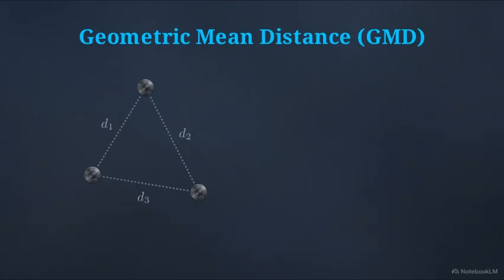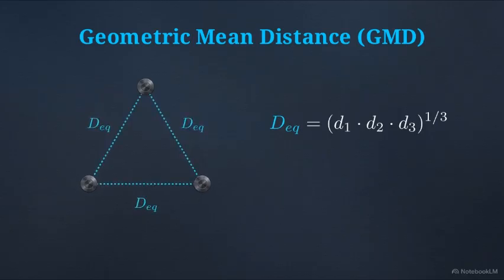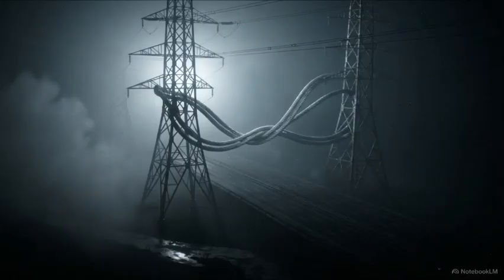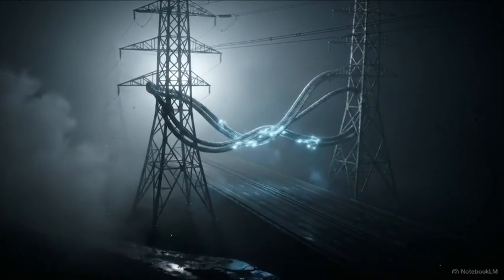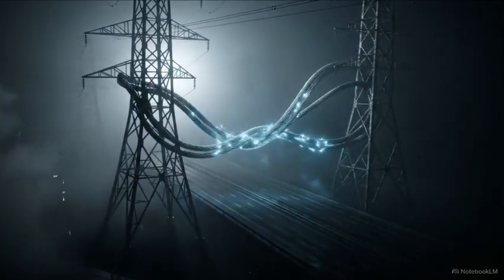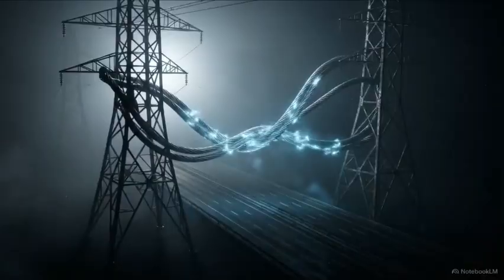The mathematical counterpart is the geometric mean distance. Taking the cube root of these 3 asymmetric lengths generates a single equivalent distance, which substitutes back into our formula for 3-phase grids. The massive physical rotation of cables along a highway is a direct, hard-coded requirement to satisfy the logarithmic math of balanced power delivery.